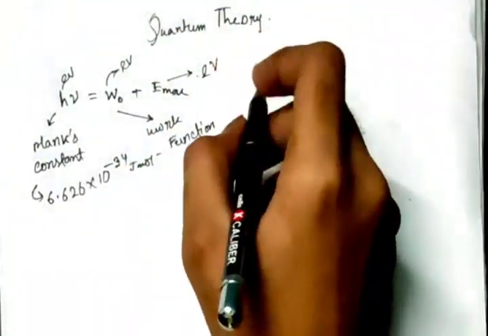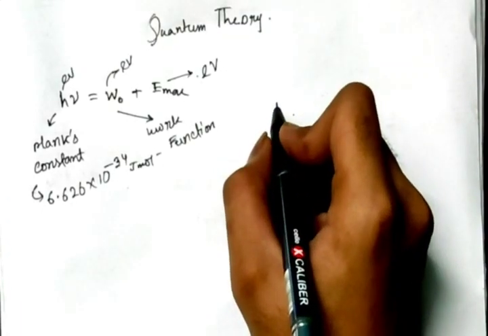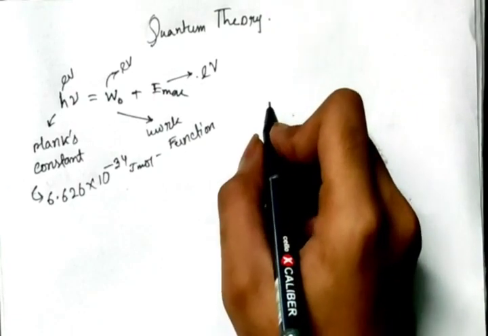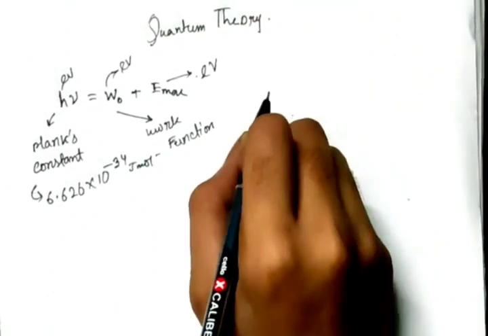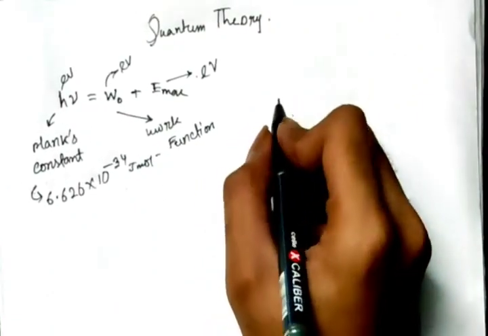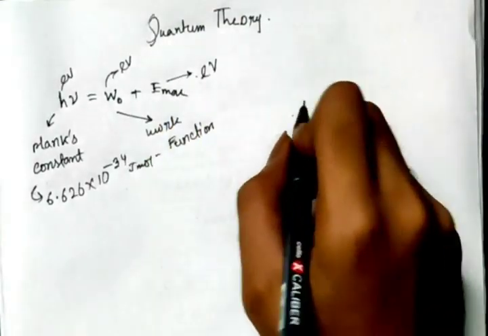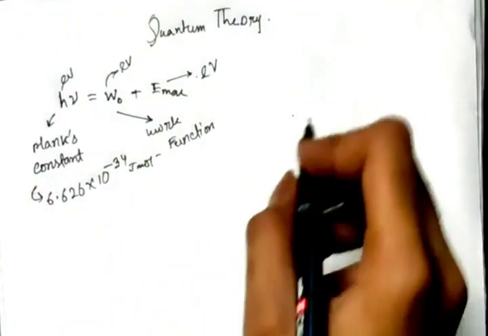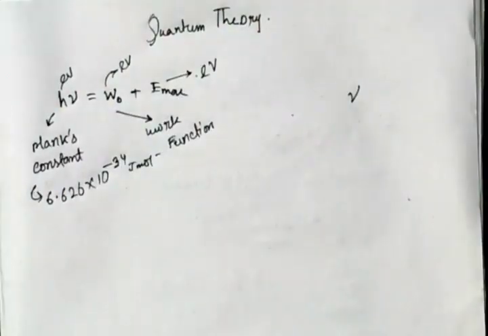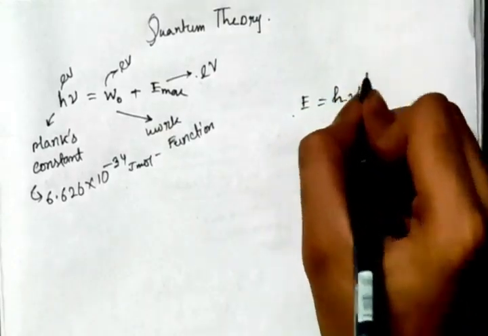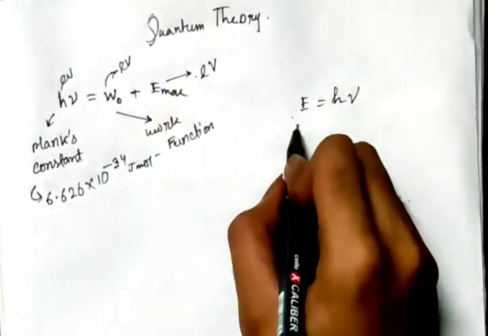Now we know that in quantum mechanics, if any body is emitting energy, that will be with the equation of frequency. That means if a body is radiating a frequency nu, then the energy radiated is h nu, where h is the Planck's constant. We all know that.